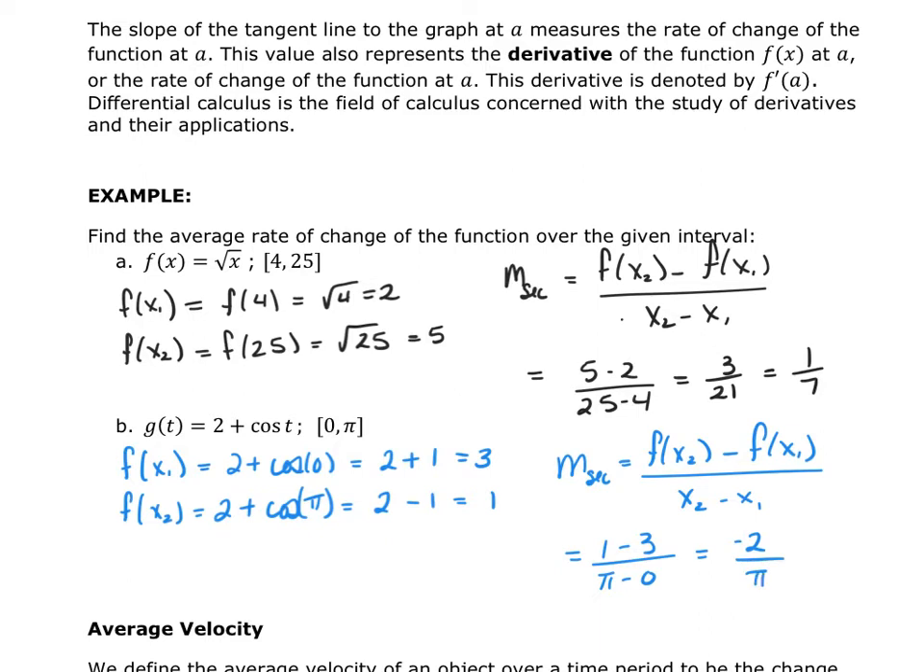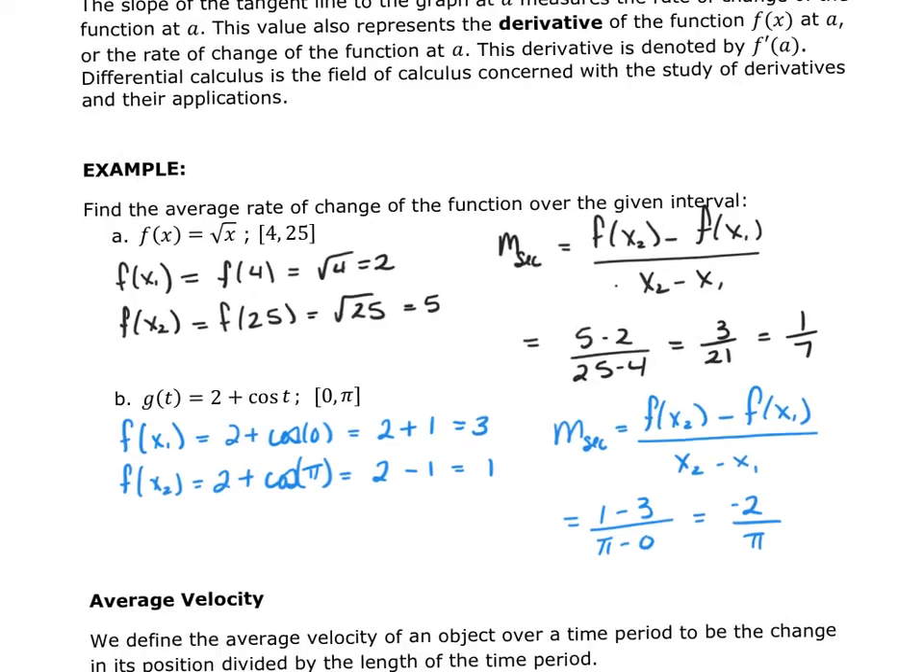Now, let's just talk a little bit about what we ended up with as answers. Because this is a positive answer, that means that the average rate of change is increasing. It's not increasing at a very high rate, but it is increasing. And because this is negative, the average rate of change is decreasing. It's decreasing at about, not quite 1, but pretty close. It's decreasing at a faster rate than the other one is increasing.